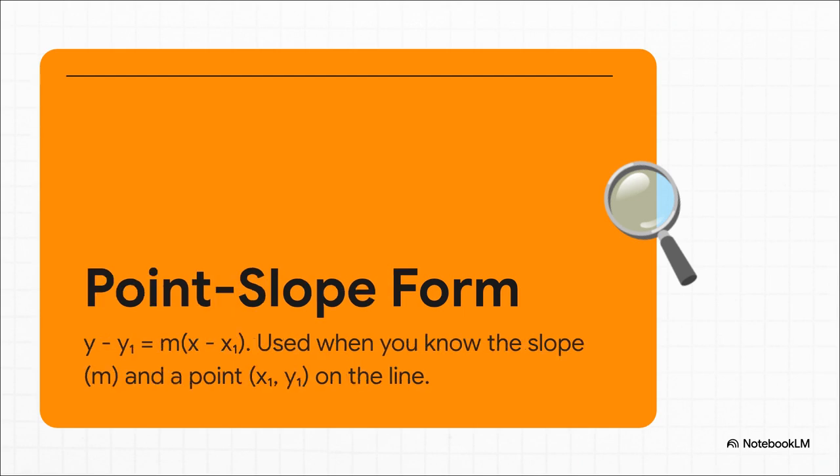And finally, point-slope form. This is your go-to when you have a rate of change and just a single snapshot in time. Let's say you know a plant grows 2 centimeters per day, and on day 5 it was 12 centimeters tall. This form lets you build the entire growth equation instantly from just that one specific piece of info.